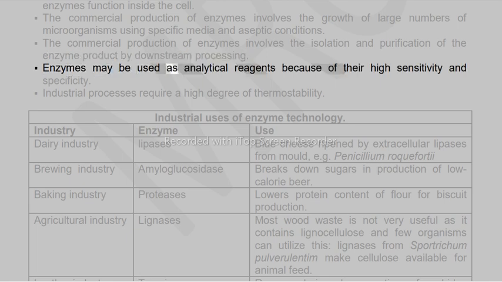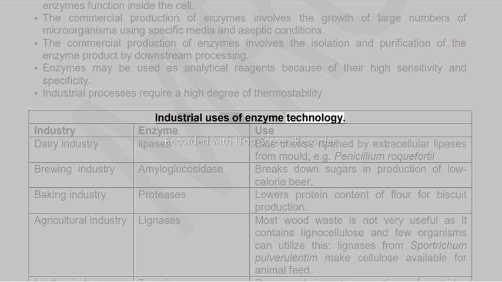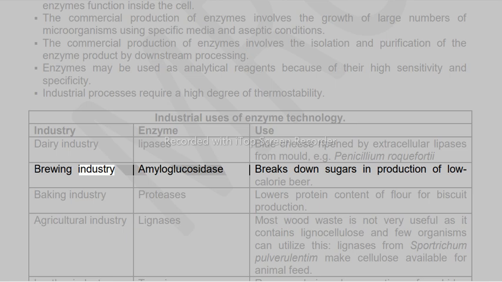Enzymes may be used as analytical reagents because of their high sensitivity and specificity. Industrial processes require a high degree of thermostability. Industrial uses of enzyme technology. Dairy industry: lipases. Blue cheese is ripened by extracellular lipases from mold, e.g. Penicillium roquefortii. Brewing industry: amyloglycosidase breaks down sugars in production of low-calorie beer.